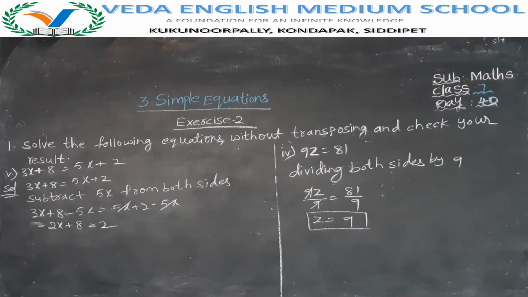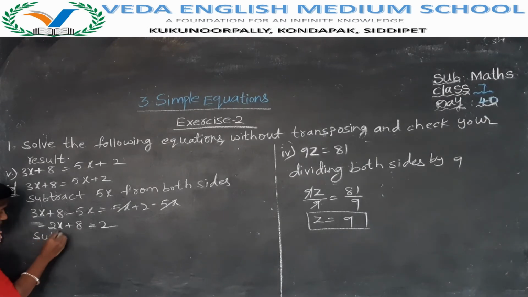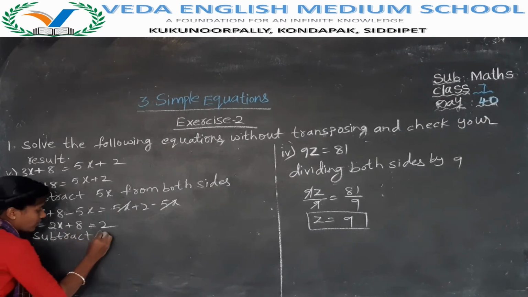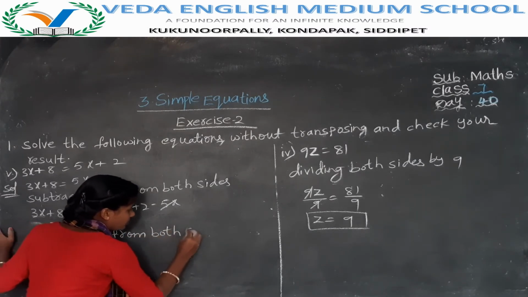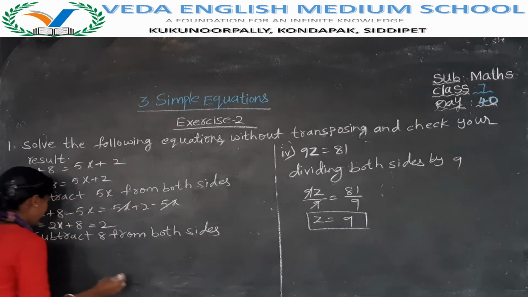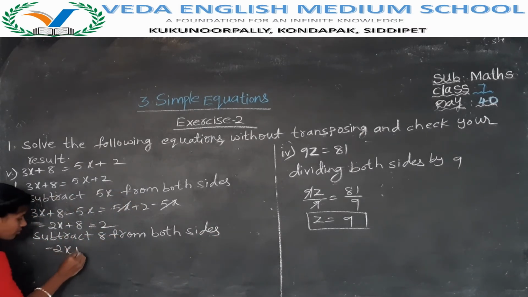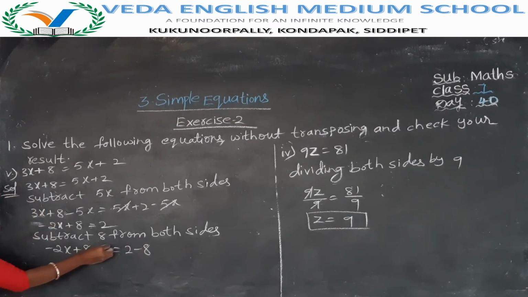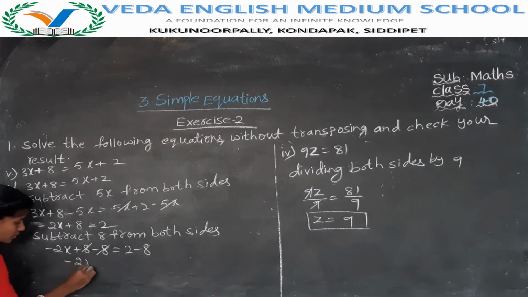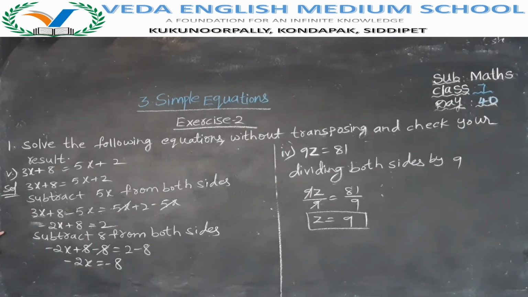Only 2 will be left. What do we need here? We need only x. So subtract 8 from both sides. Minus 2x plus 8 minus 8 is equal to 2 minus 8. Plus 8 minus 8 will get cancelled. Minus 2x is equal to minus 8.